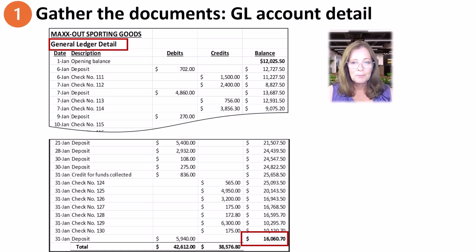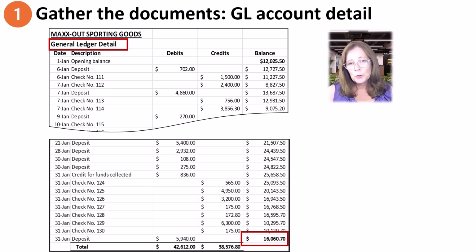In this report, we can see 5 basic columns: the date of the transaction, the description, debits and credits, and the running balance. You can see the beginning balance of $12,025.50, debits for the deposits of $42,612, and the credits for the payments of $38,576.80 with an ending balance of $16,060.70. Depending on the accounting software being used, the company may have additional information such as reference numbers, customer names, vendor names, or transaction IDs. However, the information shown here is the minimum detail needed to perform a bank reconciliation.